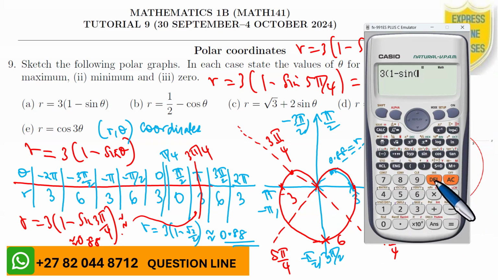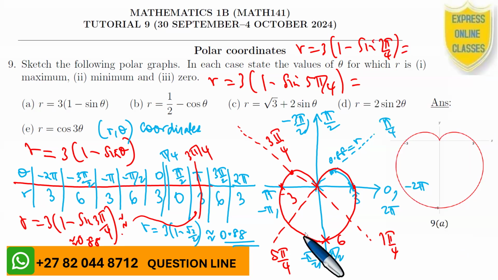Okay, 5 pi over 4 you can write as 5 times 45 degrees, which is 5.1. And then the 7 pi over 4 would be what?